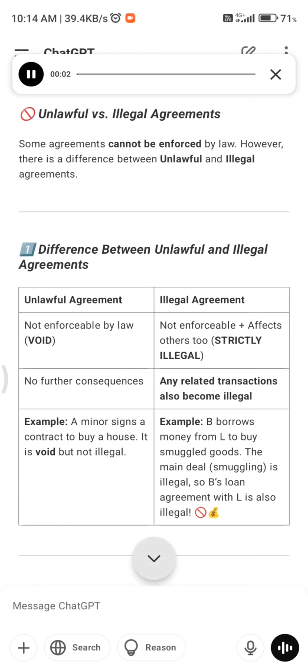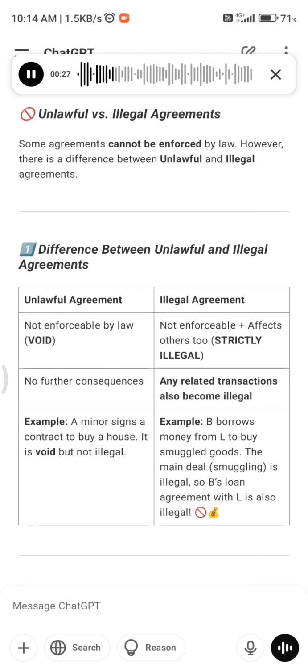Unlawful versus illegal agreements. Some agreements cannot be enforced by law. However, there is a difference between unlawful and illegal agreements. 1. Difference between unlawful and illegal agreements. Unlawful agreement: not enforceable by law, no further consequences. Illegal agreement: not enforceable, and affects others too. Any related transactions also become illegal. Example, a minor signs a contract to buy a house. It is void but not illegal. Example, B borrows money from L to buy smuggled goods. The main deal, smuggling, is illegal, so B's loan agreement with L is also illegal.